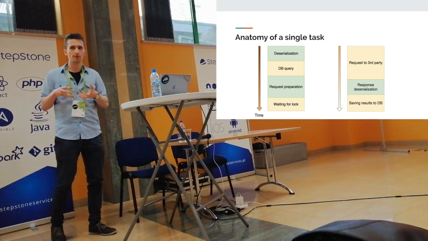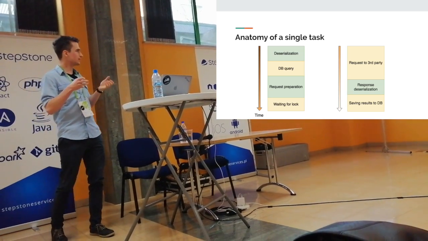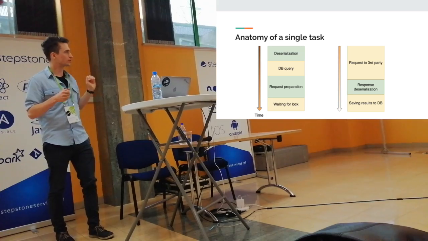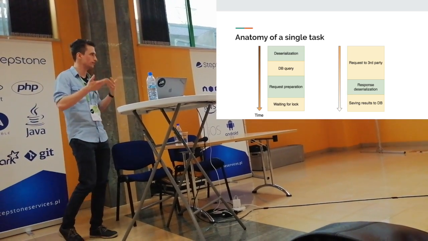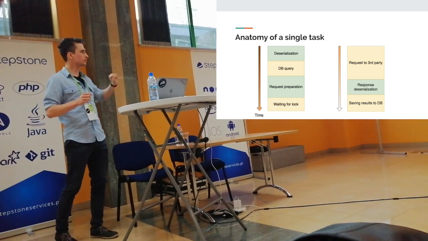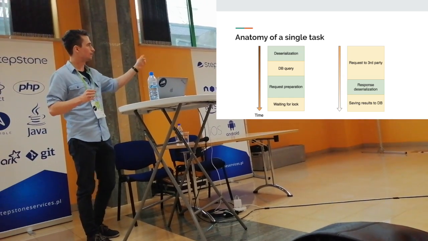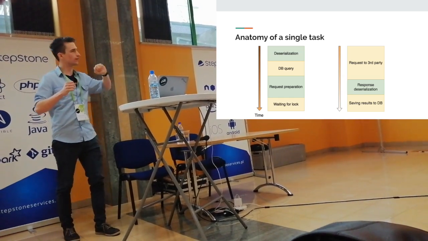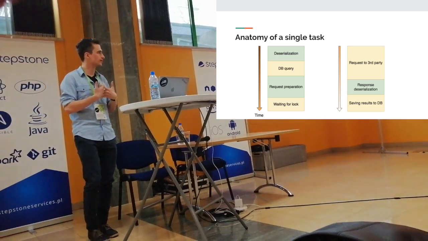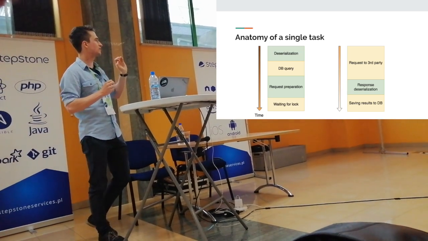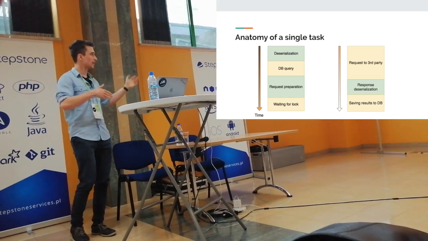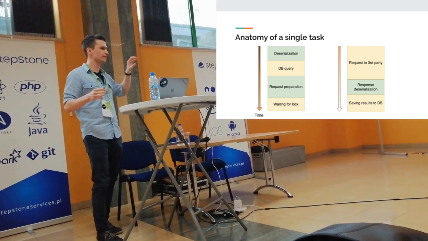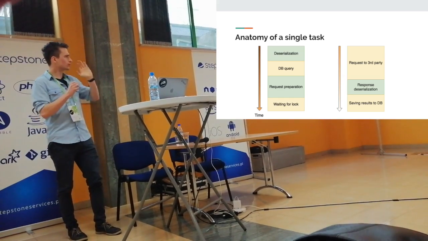Then we need to prepare our request. Once we've done that, we can request the third party, let's say, to actually update the product information. So we need to wait for the lock. Then we request the third-party service, it responds, and we've got our response. We deserialize it and save it to the database. And it's a pretty common scenario. And what can we learn from it?